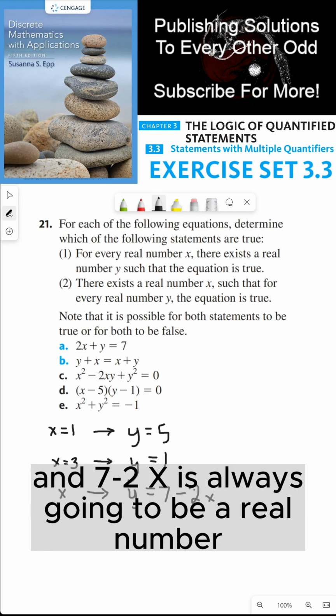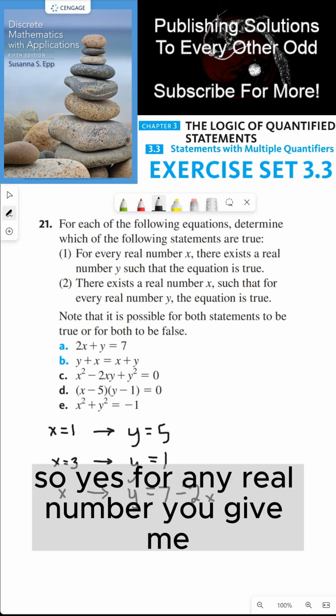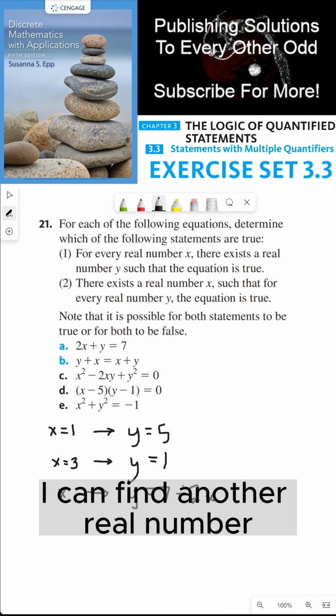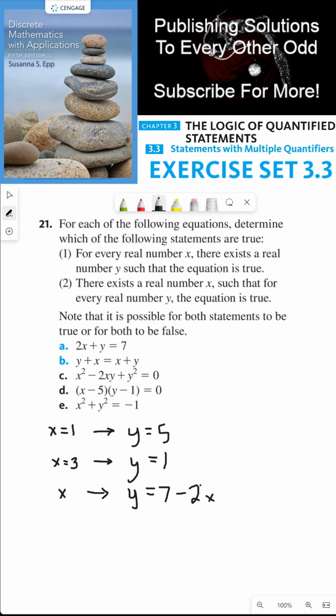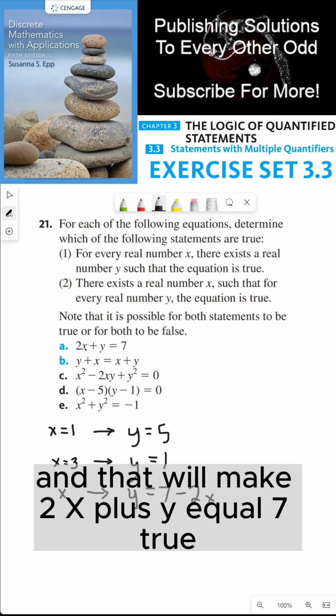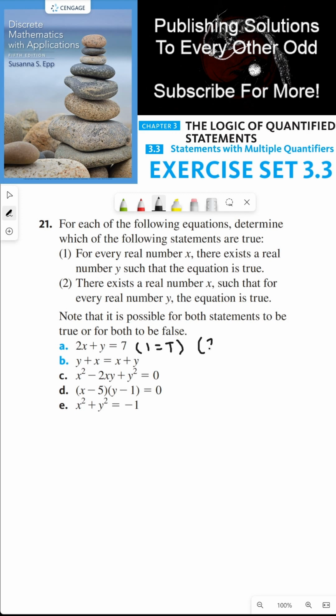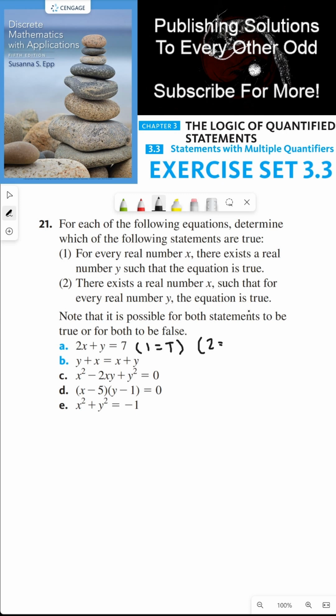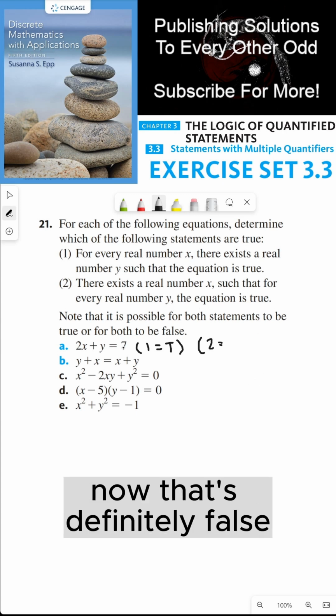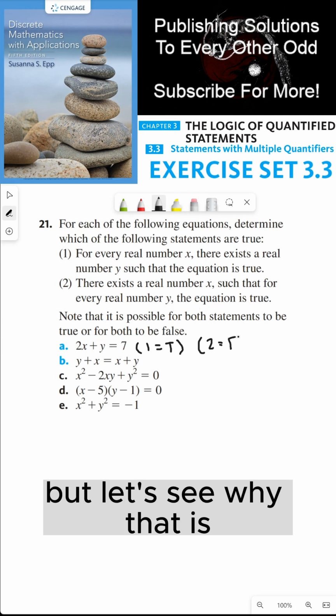And 7 minus 2x is always going to be a real number. So yes, for any real number you give me, I can find another real number by doing 7 minus 2 times whatever that number x is, and that will make 2x plus y equals 7 true. So 1 is true. Now let's look at 2. So there exists a real number x such that for every real number y, the equation is true. Now that's definitely false, but let's see why that is.